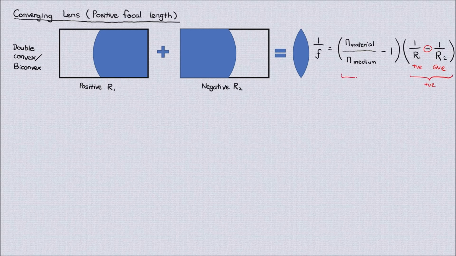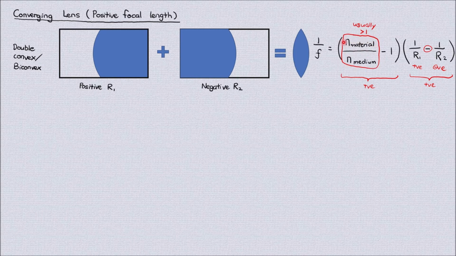And for the first bracket over here, the term n material divided by n medium should be usually greater than 1. Why is it usually greater than 1? Because we usually have our lens built in a way that it is denser than the surrounding medium. Let's say if our surrounding medium is air, then usually the lens is made of glass. Therefore, glass is much denser than the surrounding air. So the glass should have a higher refractive index compared to the surrounding air.